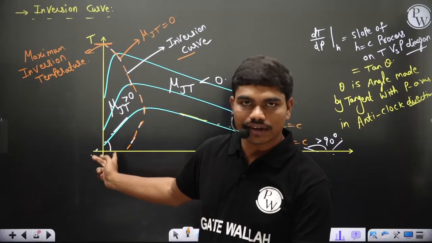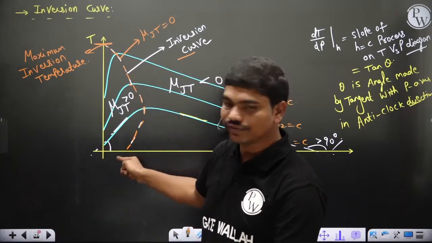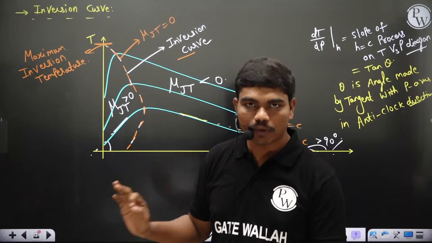It changes from positive to negative. The nature of the fluid gets inverted about that curve. So that's called the inversion curve. Did you all understand the importance of this?